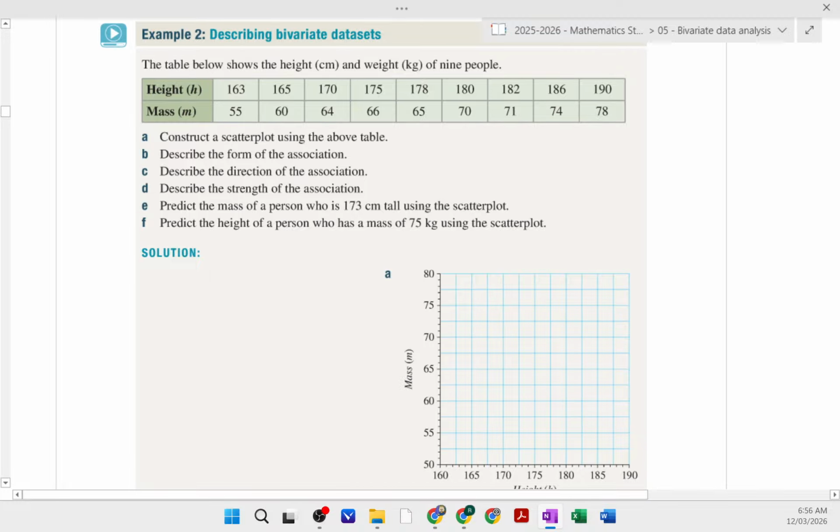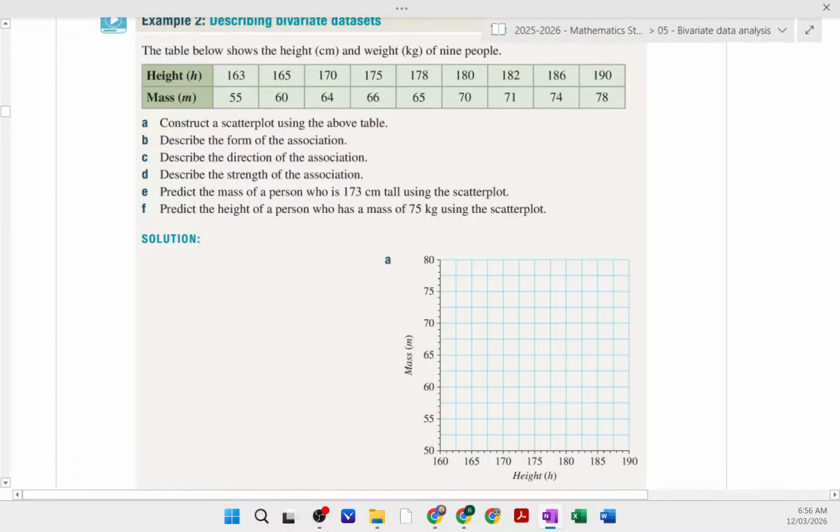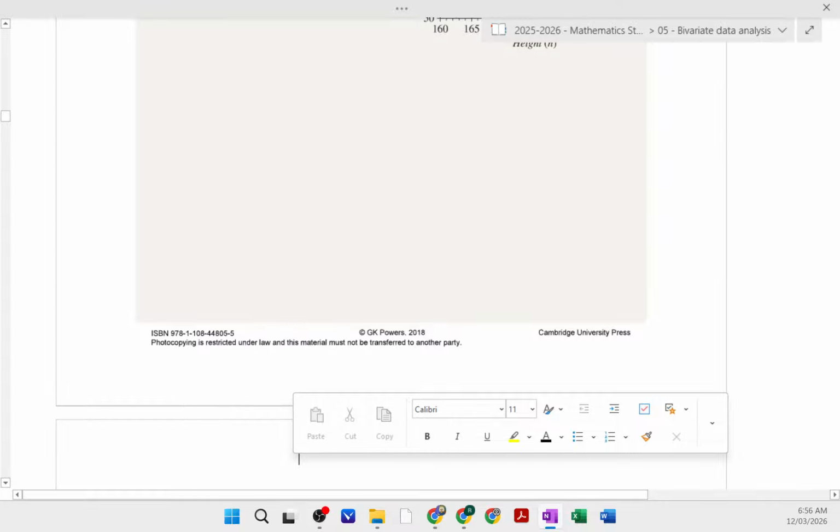First thing we've got to do is we've got the number plane there. We've done a decent scale on the axes. So we've done the height on the horizontal axis and the mass on the vertical axis. It doesn't have to be that way, but that's the way we've done it in this particular case. All right, so now we have to plot the data. So we're going to plot the points.